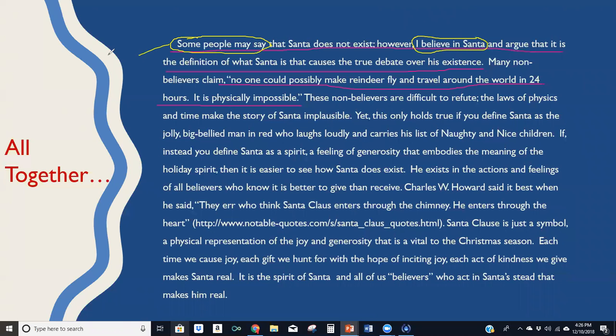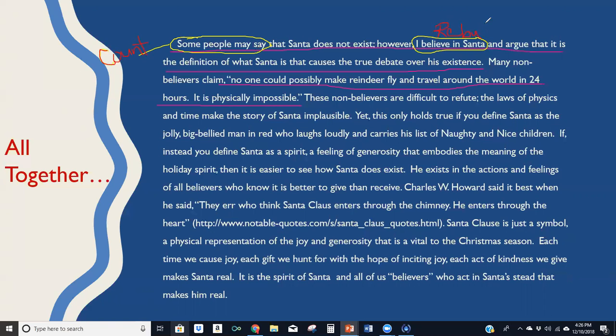This part right here is the counterclaim. Oh, you can't see that. Let me change the color real quick. This is the counterclaim. I'm going to just put count. Okay? The counterclaim is what some people might say. My rebuttal is what I believe. So that's over here. Okay?